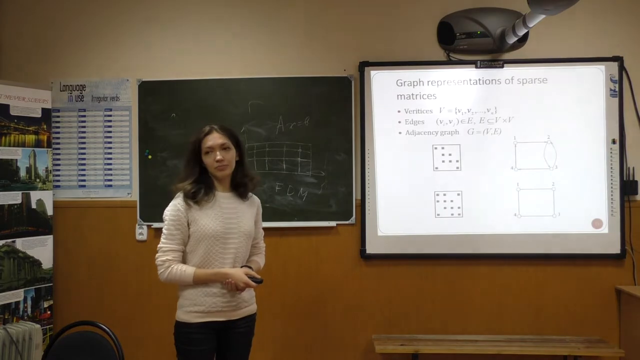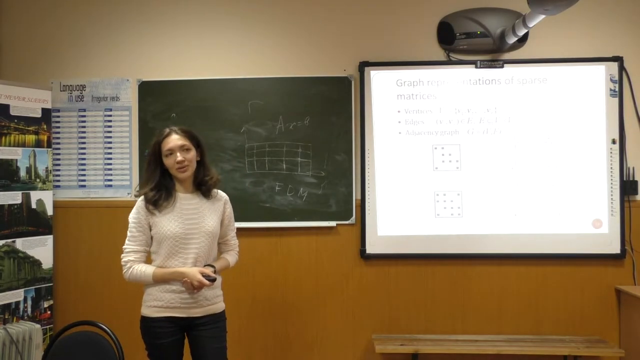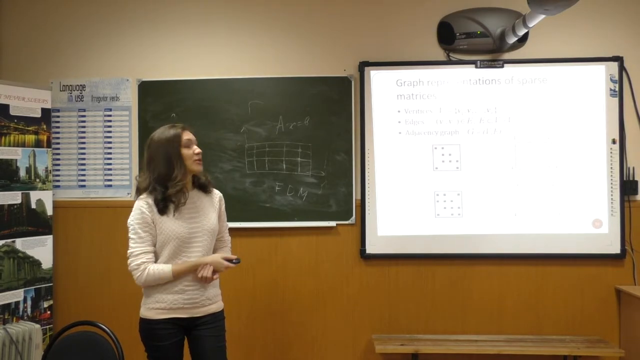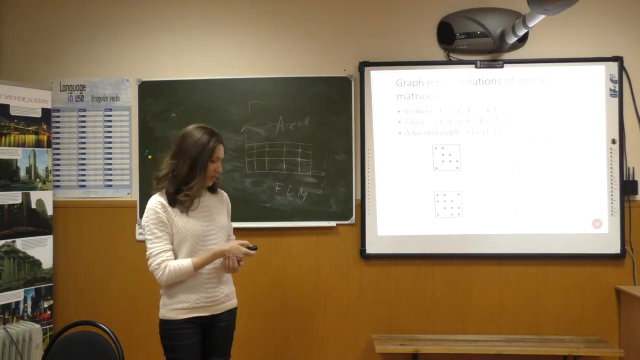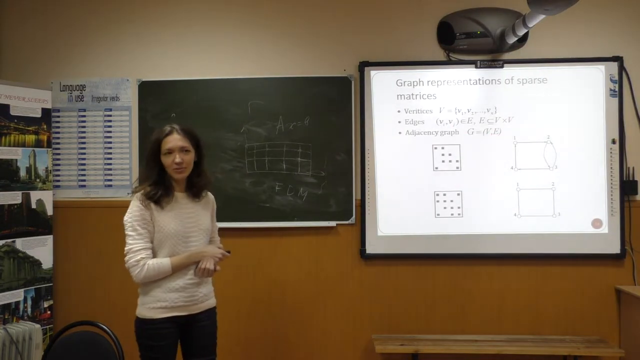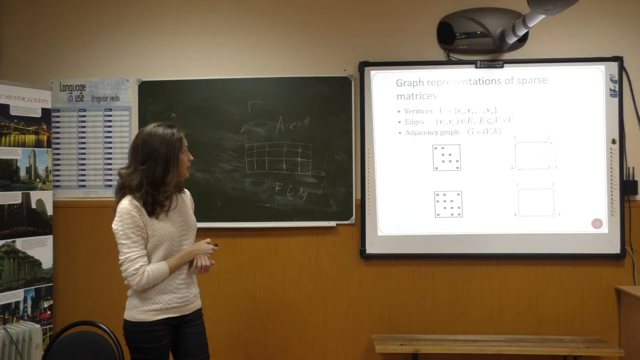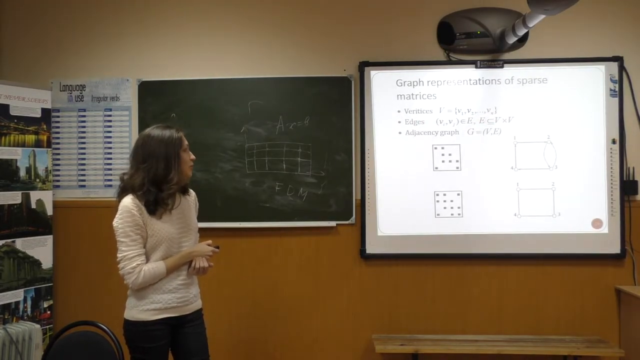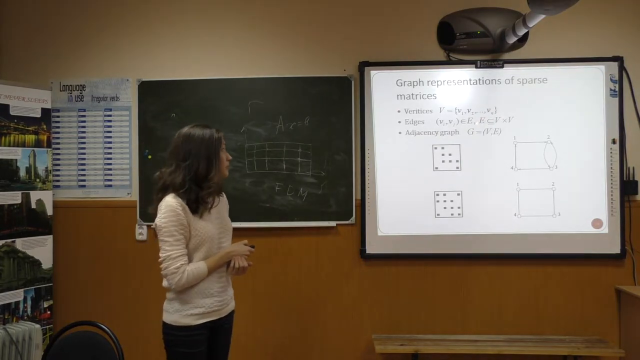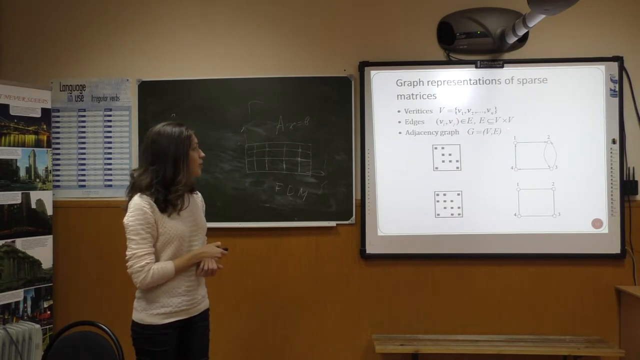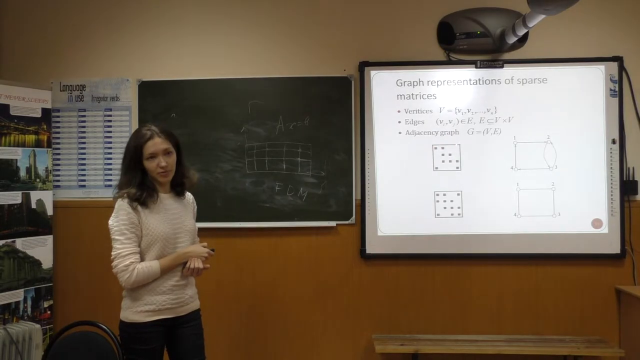So, some words about graph representation of a matrix. A matrix can be represented by a graph. This is just a simple definition. We can recall the definition of a graph. You all know it. The graph has vertices, so this is the set of vertices, where n is the number of nodes, and it has also edges. For a sparse matrix, this is called the adjacency graph.